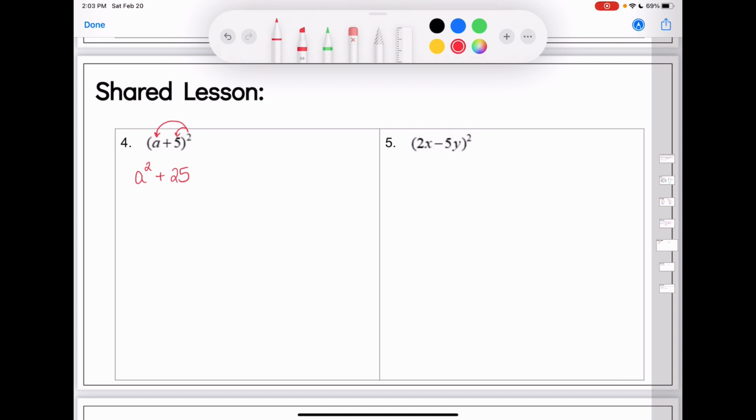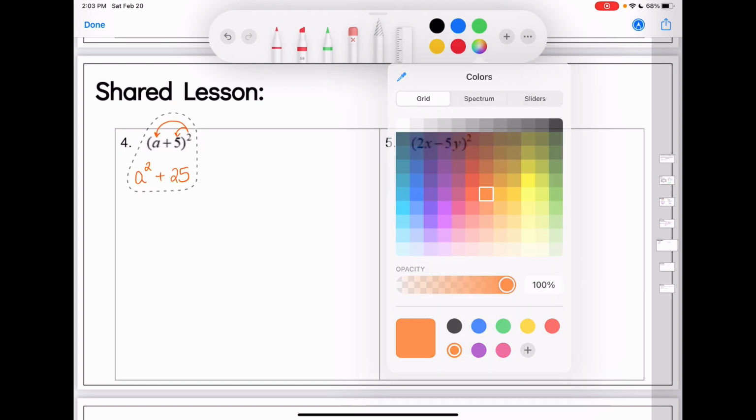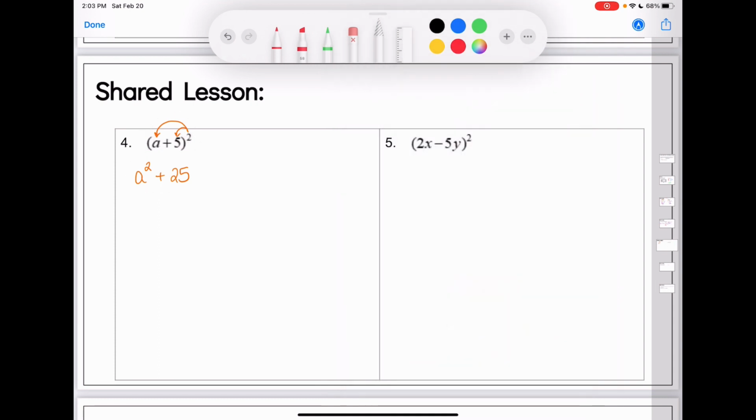Let's see, though. What does something squared actually mean? Something squared actually means a number times itself, right? So in this case, when I say a plus 5 squared, it really means a plus 5 times a plus 5. Oh, that's a binomial times a binomial. So this really means to FOIL.